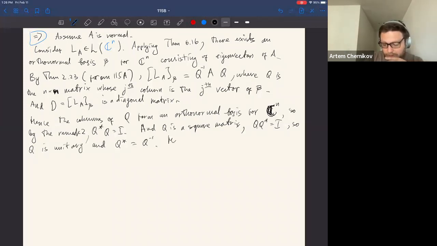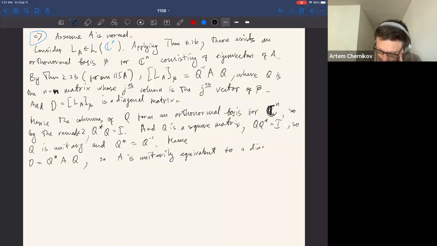And the conclusion is that we have written D equals Q star times A times Q, and Q is unitary. So by definition, this means that A is unitarily equivalent to a diagonal matrix. So this proves the converse implication of the theorem and concludes the proof.